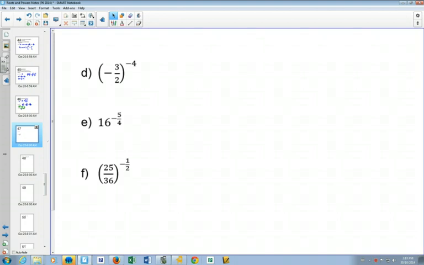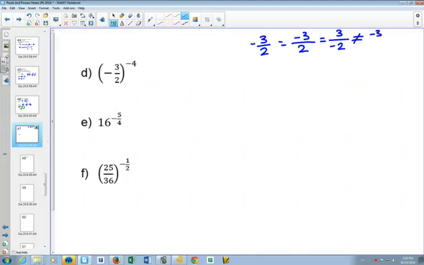Some important algebraic observations. First, a very important algebraic observation is with a negative fraction. Negative 3 over 2 is the same as negative 3 all over 2. It's the same as 3 over negative 2, but it is not the same as negative 3 over negative 2. If you have a fraction that's negative, you can put that negative out in front of the fraction like we have here, or you can put that negative with the number on the top, or you can put that negative with the number on the bottom.